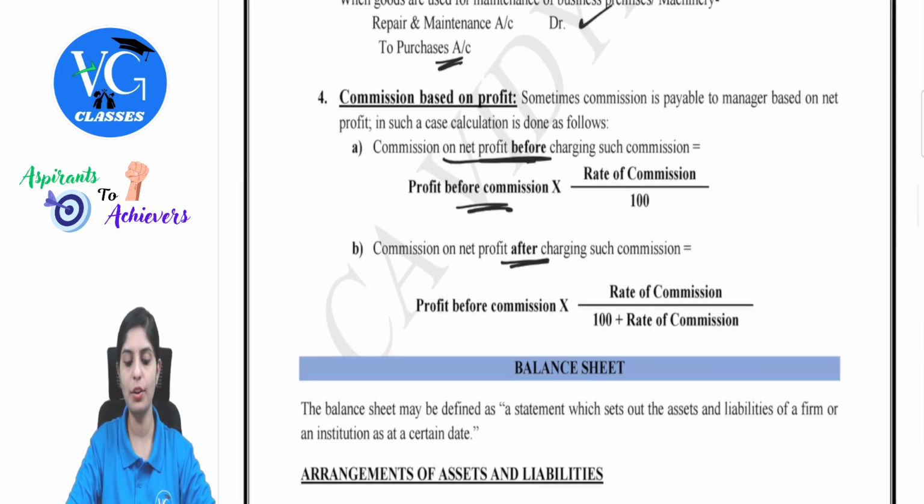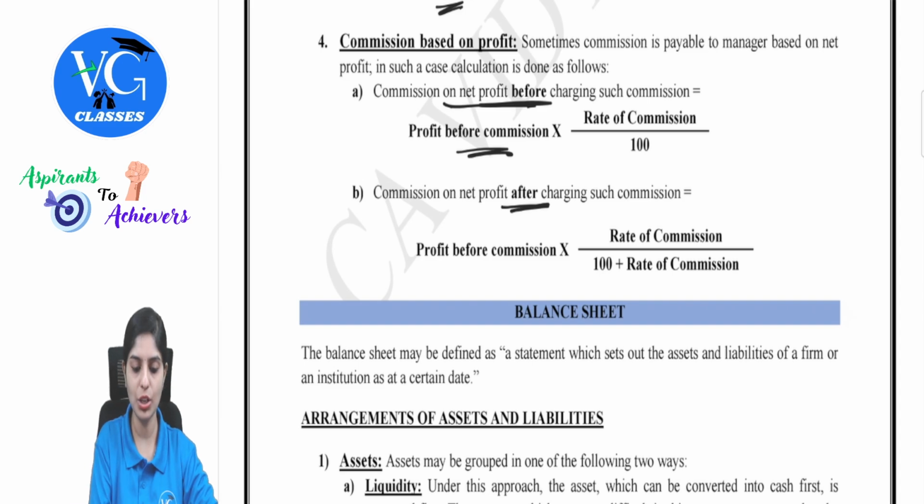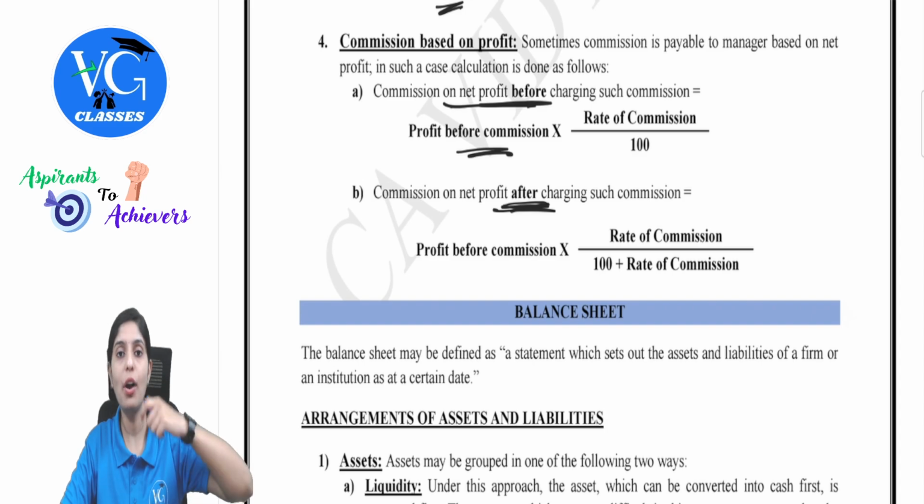Next, commission on net profit after charging such commission. After charging such commission, in this particular case, what happens here is the profit, whatever you arrive at, would also have an impact of the commission amount already.